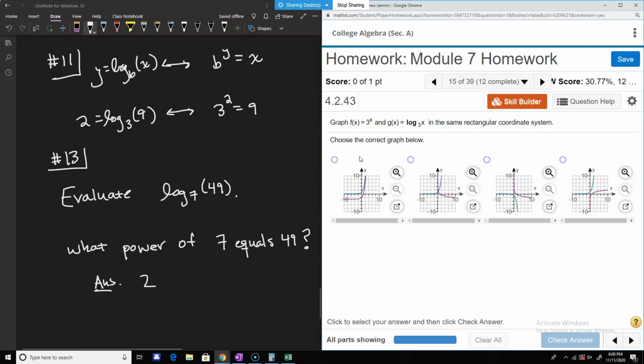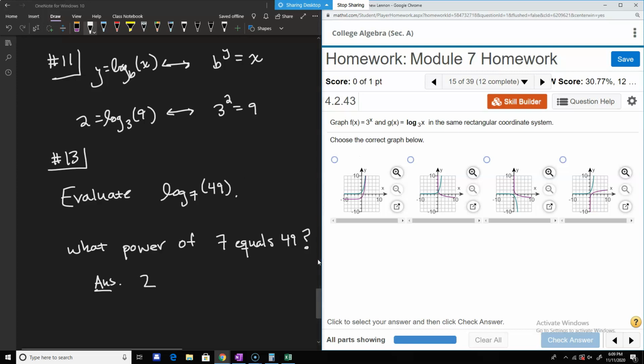So now we want to graph 3 to the x and log base 3 of x. Well, we already have a sense of what 3 to the x looks like. It looks like exponential growth, right? So going to the x-axis on the left and exploding toward infinity on the right. Some version of that graph appears in A, B, and D, but we don't see it in C, so we can rule that out.